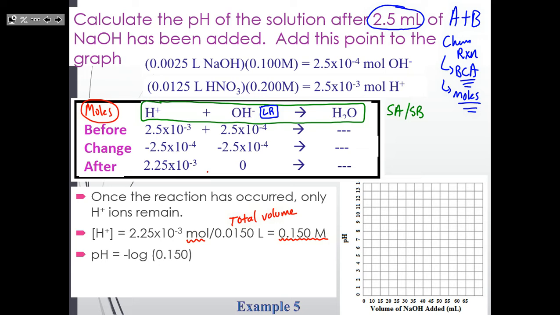Now we can continue like normal, take the negative log of the H plus concentration to get pH, and look, it went up from 0.699 to 0.824. So we're going to go ahead and add a second plot point down here and to the right. So not a huge shocker, but we did increase a little bit, but it's not changing a whole lot yet. Let's continue.